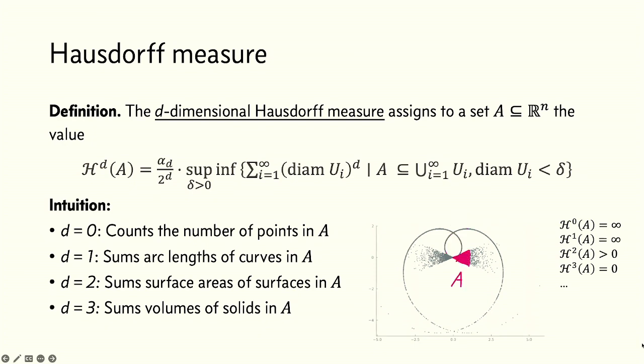Whereas if we look at a set that does have area, then its Hausdorff measure is going to be infinite in the 0 and one-dimensional cases, finite for the two-dimensional case, it's just going to be the area there, and then 0 going forward. Okay? So that's the intuition of what this Hausdorff measure is doing.